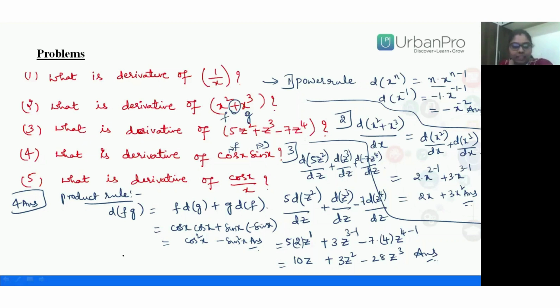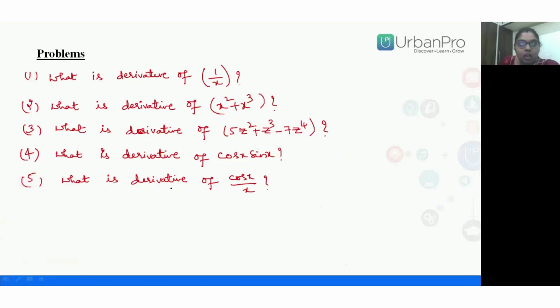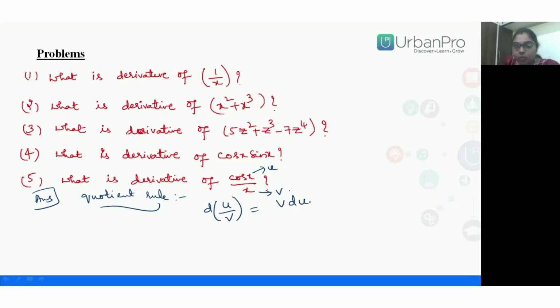Okay, I'm going to erase this. We will do the fifth question. What is the derivative of cos x by x? We have to do this using the quotient rule. This is the u function, this is the v function. Differentiation of u by v is equal to v du minus u dv, by v square.